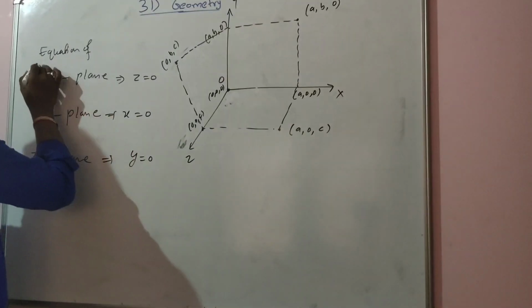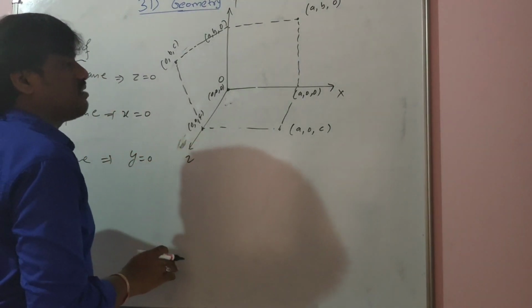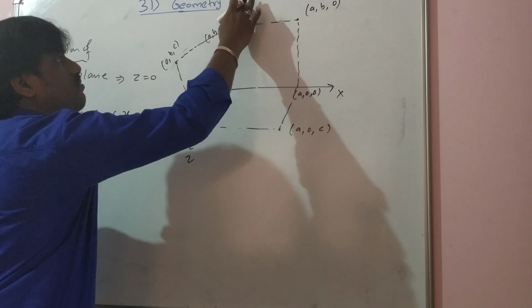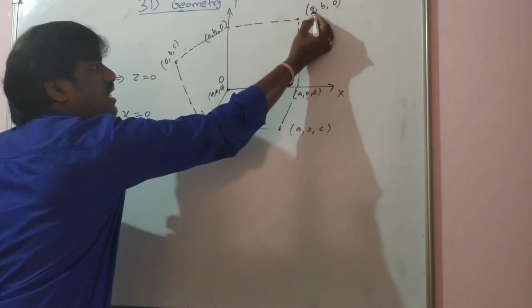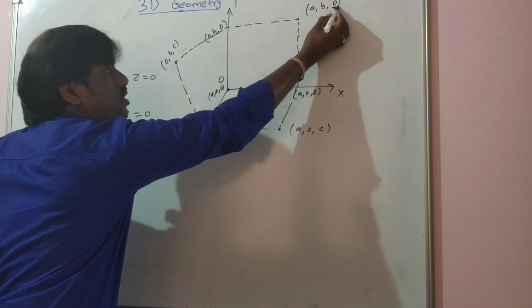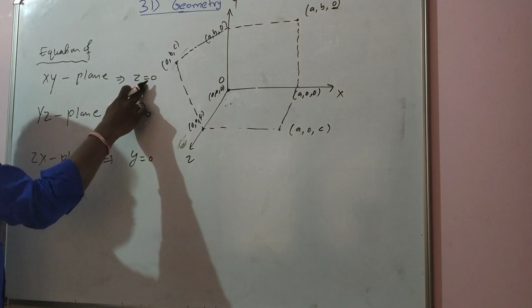Okay, now the main thing is the equation of the xy plane. Where is the xy plane? This is x and this is y. I took this time, this is the x and y axis. So for the xy plane, x is there, y is there, z is not there, z is 0. So the equation of the xy plane is z equal to 0.